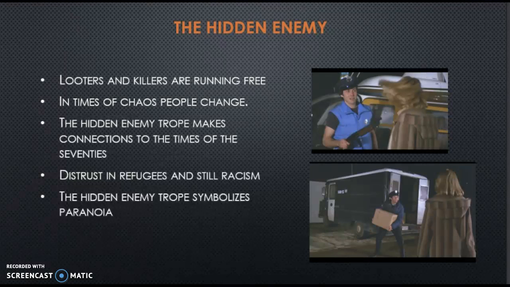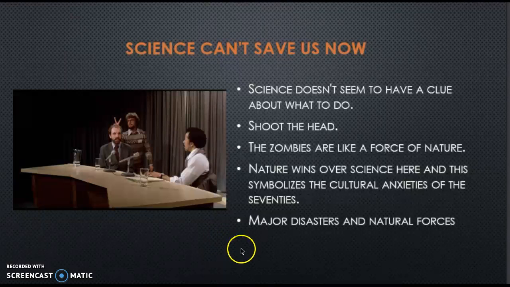The hidden enemy and monster in us can come up when civility is being destroyed, and that was apparent in that situation. This can fall under the humans are monsters trope as well. Science can't save us now. Science doesn't seem to have a clue about what to do in the beginning of the film.